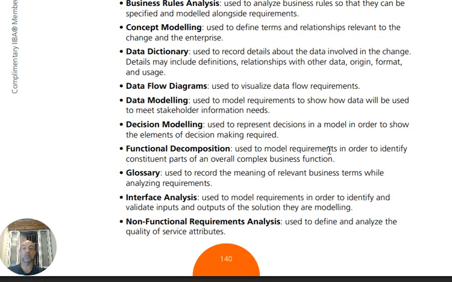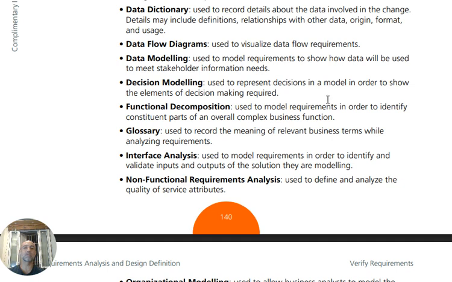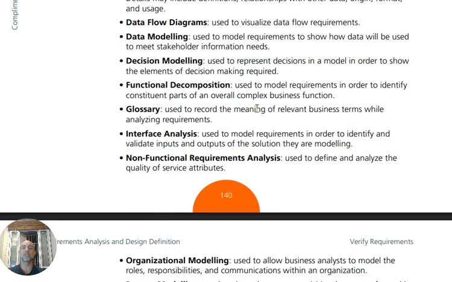Data flow diagrams, used to visualize data flow requirements, as in A to B, B to C. Data modeling, used to model requirements to show how data will be used to meet stakeholder information needs. Decision modeling, used to represent decisions in a model in order to show the elements of decision making required. Functional decomposition, to model requirements in order to identify constituents. This is important because there are a lot of times where data travels from one spot to another, but it has to change. So that's the functional decomposition, as in, what's the function of all of this that could be used somewhere else? The glossary is where you create that structure for people to be able to go and see and understand you better.